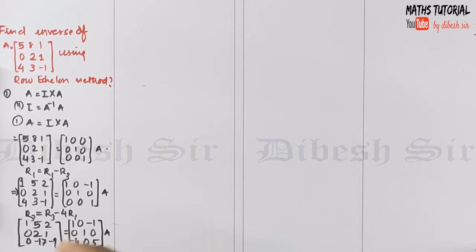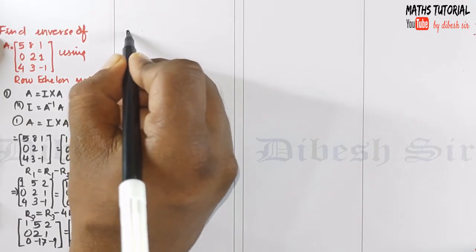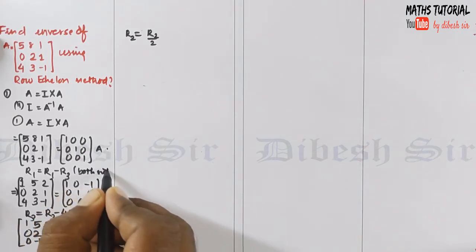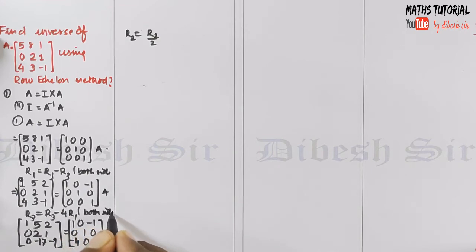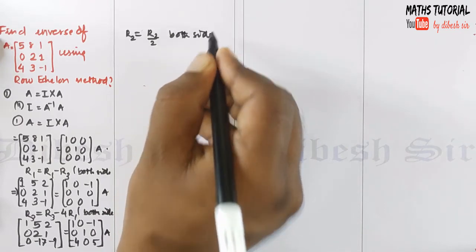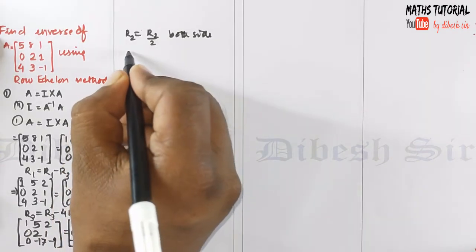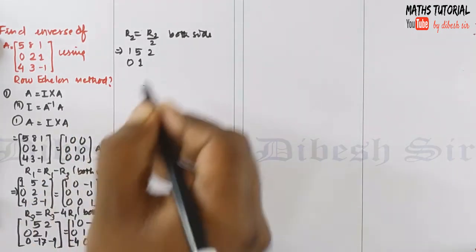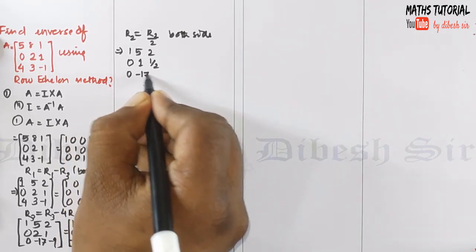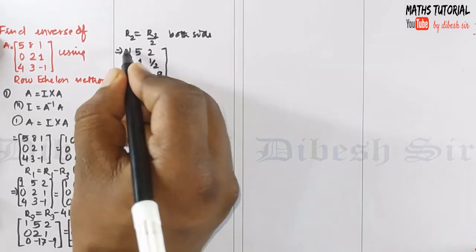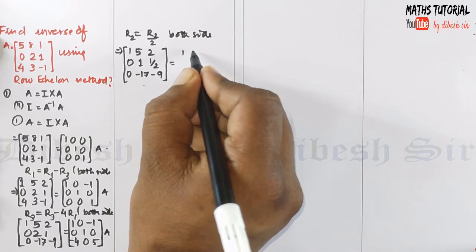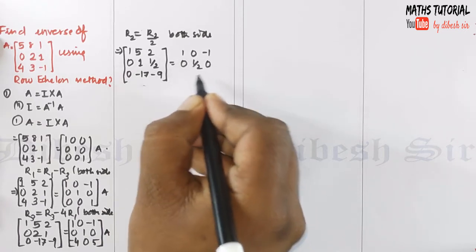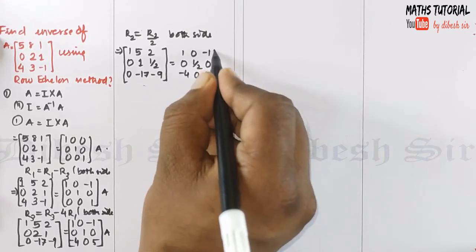Now we have to make this 2 as 1 by dividing both sides. So R2 is equal to R2 upon 2 on both sides. Always do it on both sides. So this becomes 1, 5, 2, 0 by 2, 2 by 2, 1 by 2, minus 17, minus 9. And 1, 0, minus 1, 0 by 2, 1 by 2, 0 by 2, minus 4, 0, 5.